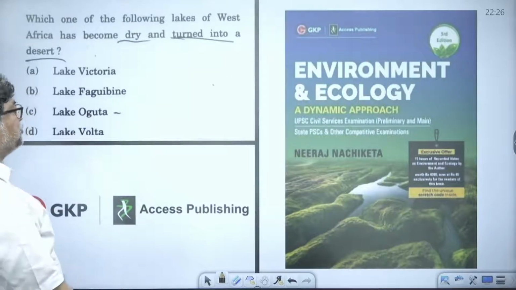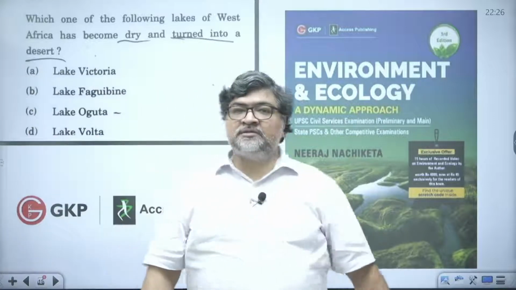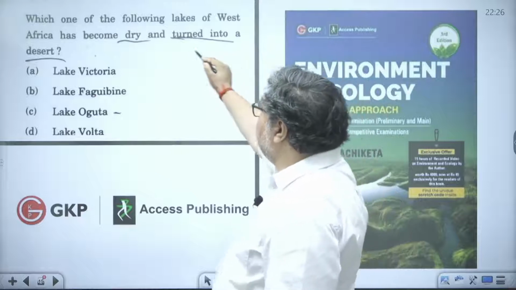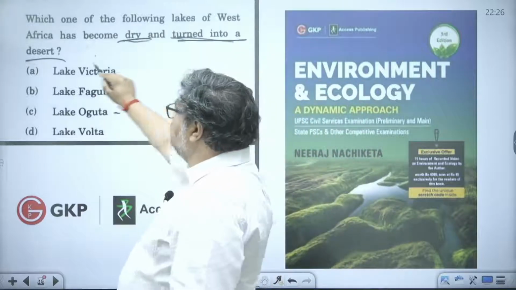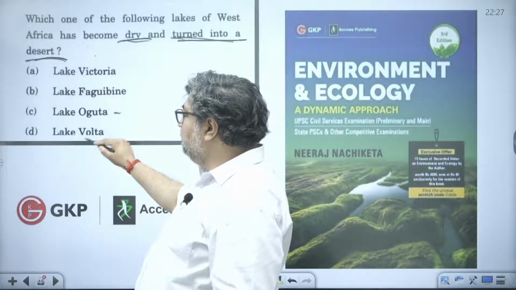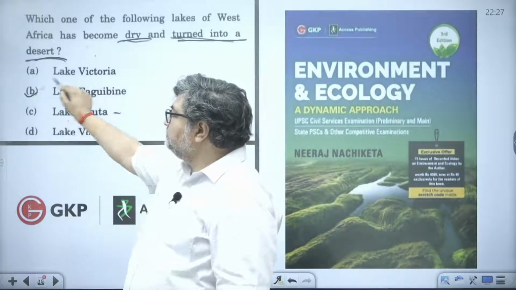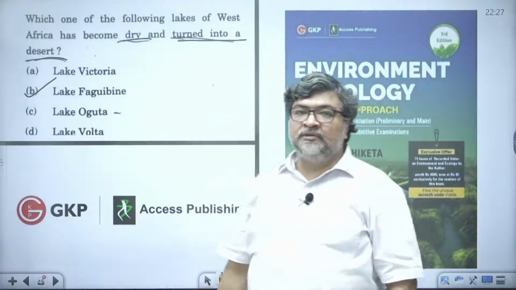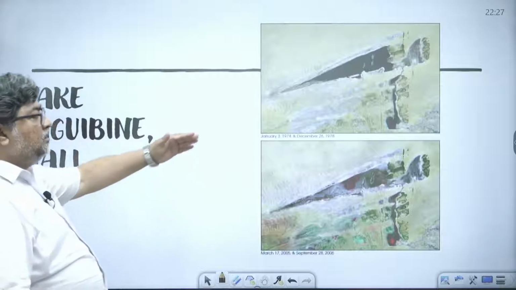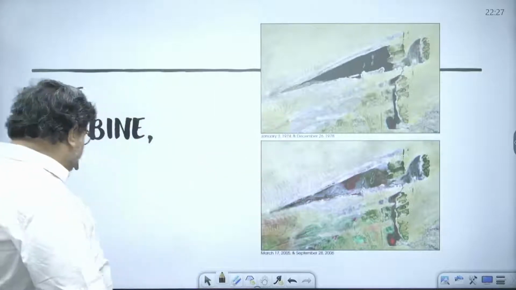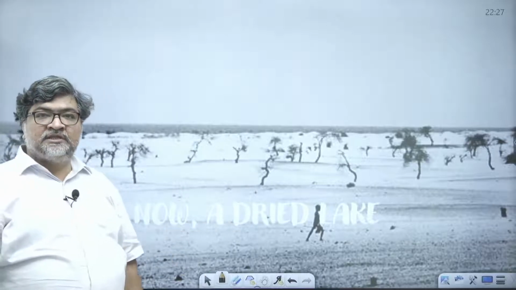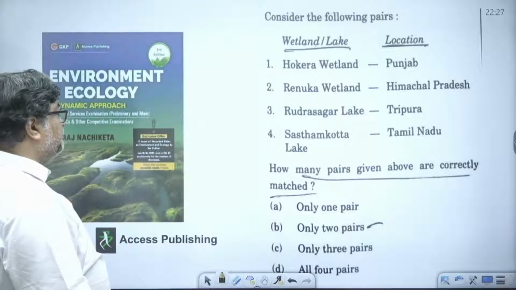Then coming to this question, it is asked from current affairs. Which one of the following lakes of West Africa has become dry and turned into a desert? A. Lake Victoria, B. Lake Faguibine, C. Lake Oguta, D. Lake Volta. The answer is B, Lake Faguibine. You can see here, this is the lake which has dried up. It has almost become like a desert. Lake Faguibine in West Africa, right? Now moving on to the next question.